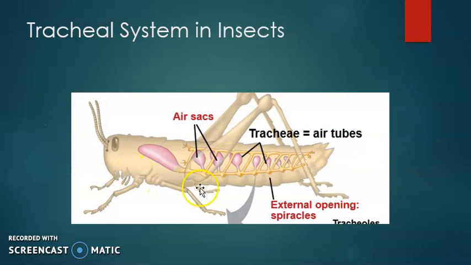Here you can see in a diagram of a grasshopper the spiracles, which are openings outside the body from which air enters, and then there are air sacs and there are air tubes. Air tubes are called tracheae. Now these tracheae are connected to the external openings called spiracles, and these air sacs are storing the air, and then there is a system of tubes. This system is connected to the whole of the body tissues and the cells.